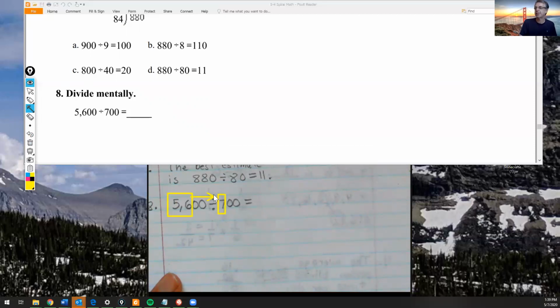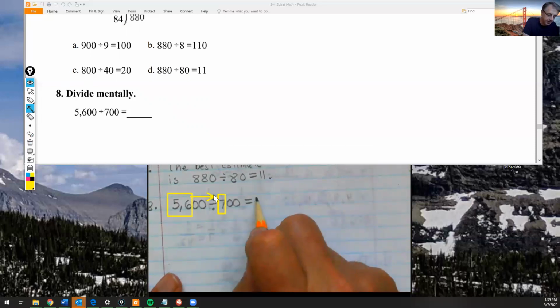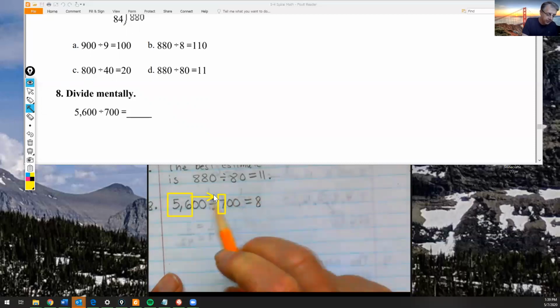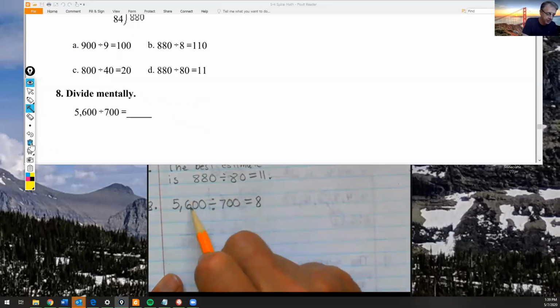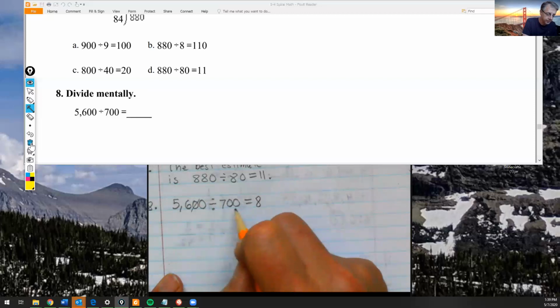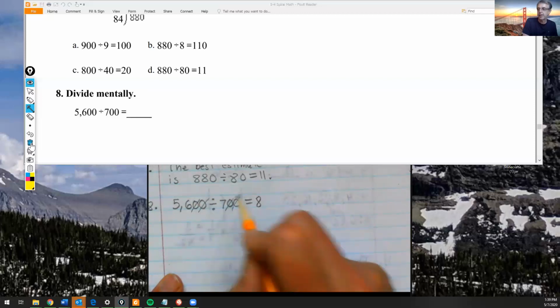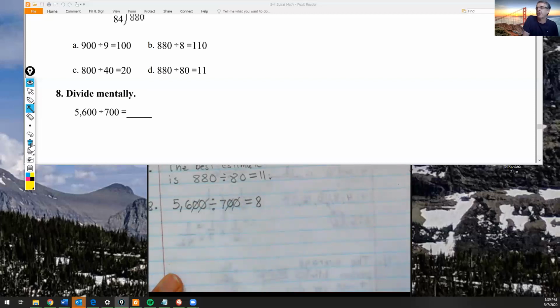56 divided by 7 is 8. Now, boys and girls, I still have a bunch of zeros here, but when I divide, if I have matching zeros on either side, I cross them out. 0, 0, 0, 0. To cross out all those zeros, I don't have any zeros to add to my 8. So I know that 5,600 divided by 700 is just 8. And that's all you do when you mentally divide, boys and girls.